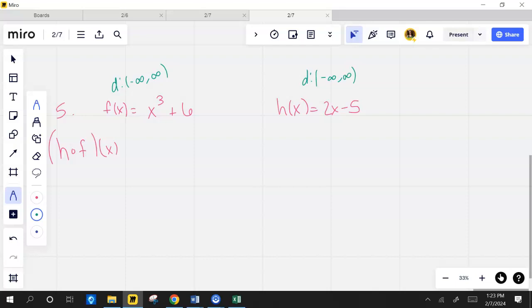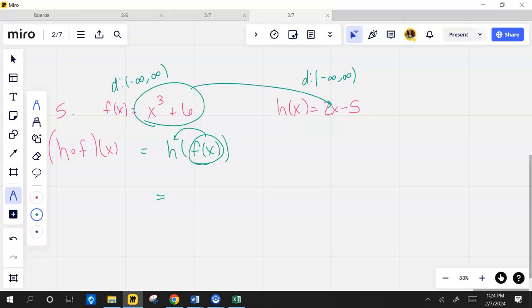All right, so this is H of F of X. That's what HOF means. So it means H of F. That means I'm going to take F, and every X in H, I'm going to replace. It doesn't matter what's in the parentheses. I'm replacing every X. So I'm going to take F and plug it in for that X.